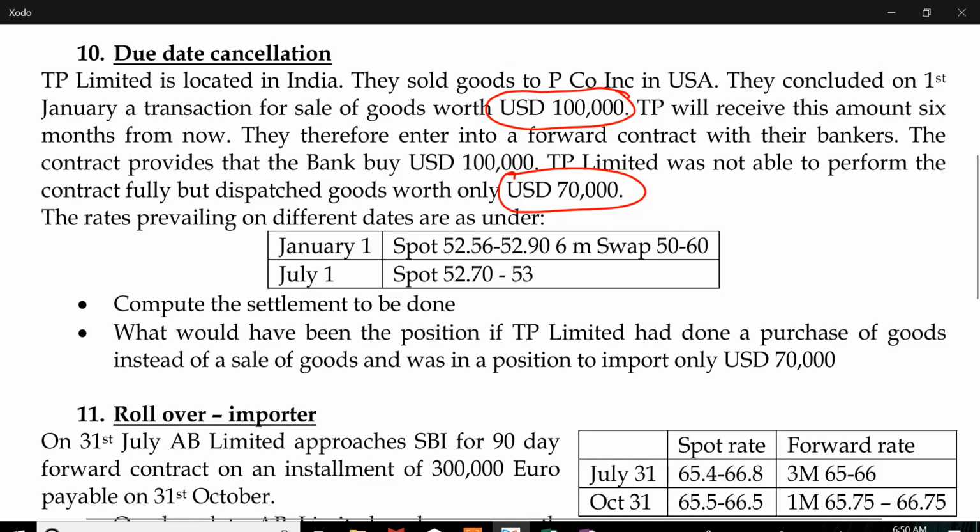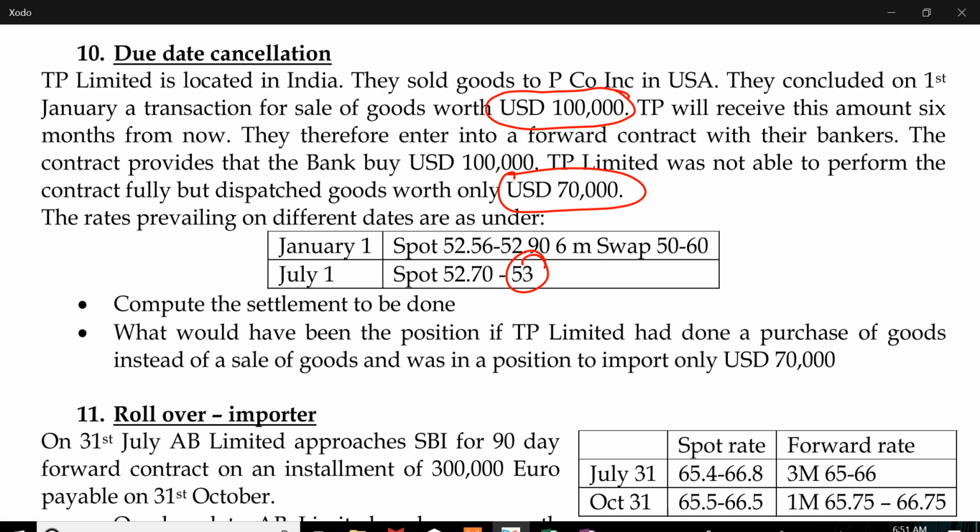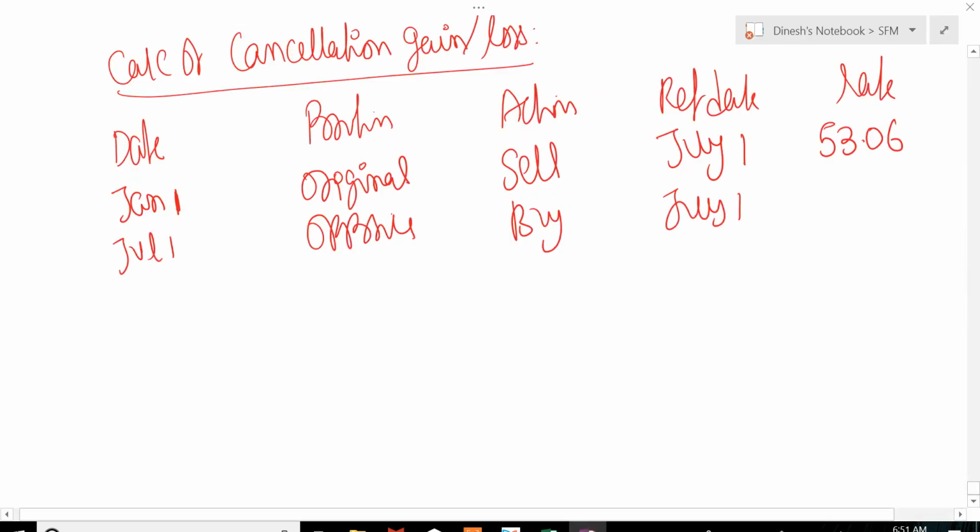How much? Buy rate. Straight away 53. No, why the confusion is? On July 1, what is the buy rate? Buy rate means ask rate. Buy is ask. If you are getting confused, then you better write bid rate and ask rate. You want to write it that way, you write it.